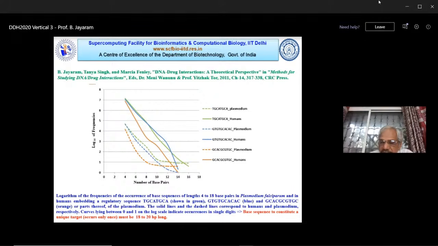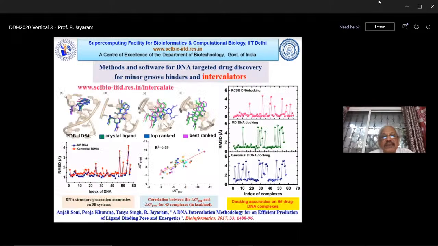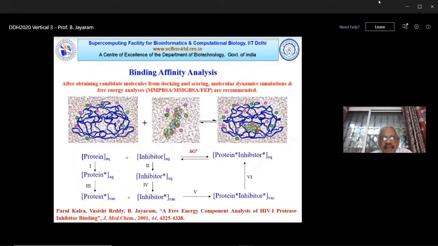So far, however, proteins are ruling the roost, and especially enzymes, because they have a nice binding pocket, and a small molecule can do the job of inhibition. But continuing on the theme of DNA, this is a comparison of minor groove binders, experiment versus calculated delta Gs and so on. And here is an intercalation methodology for the DNA, because some of the drugs are in fact known to intercalate between the base pairs of the DNA, and we now have a methodology which can take care of that possibility as well.